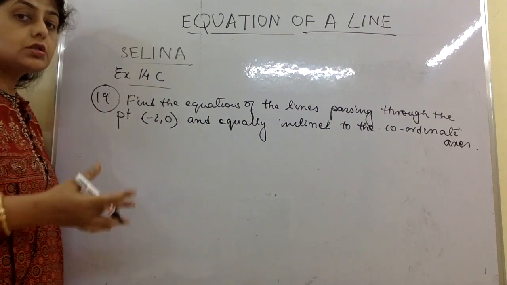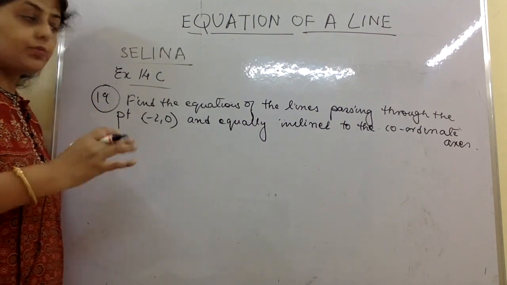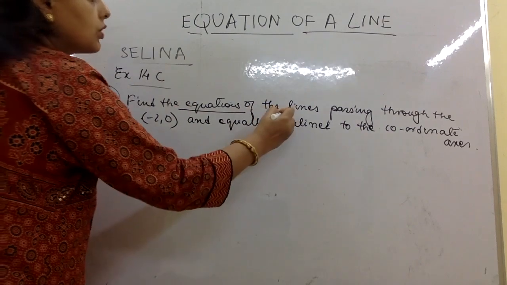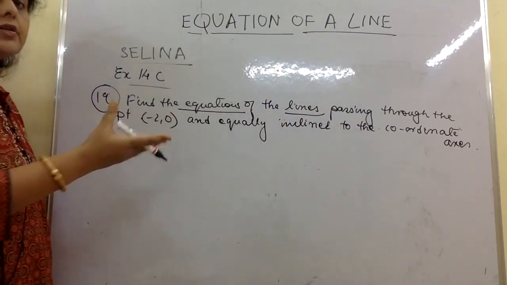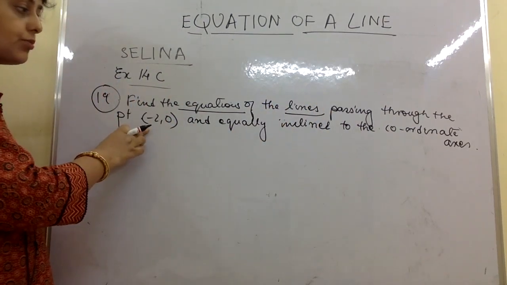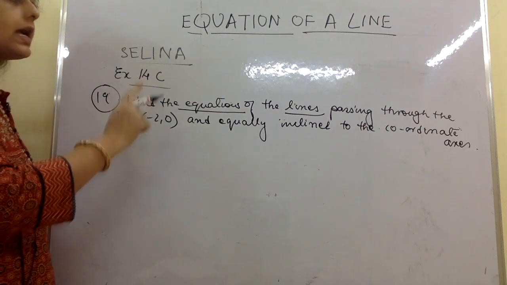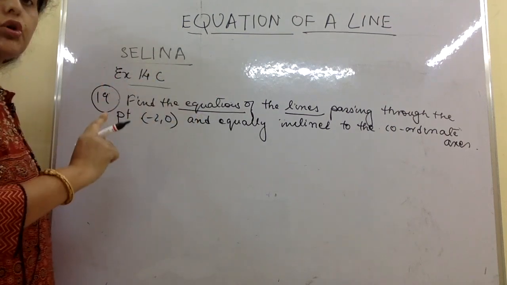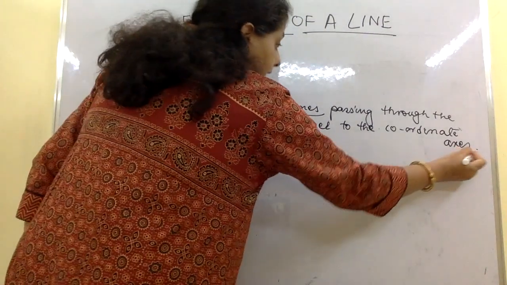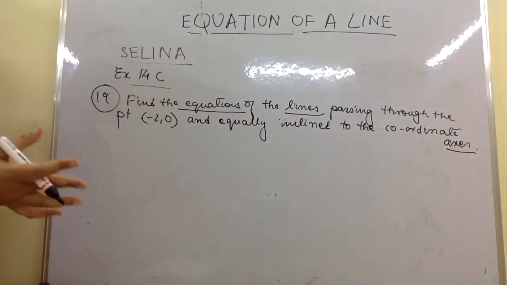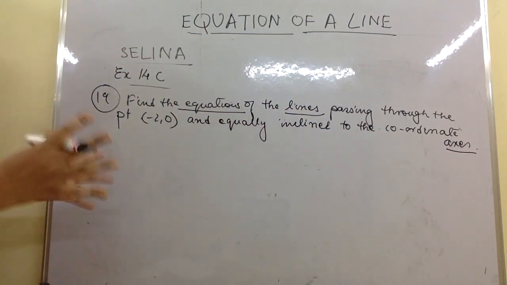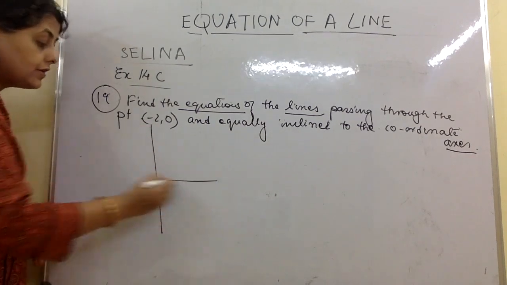Find the equations of the lines. Read the question properly. This is equations of the lines, so here it is plural. Both the lines are passing through this point, and they are equally inclined to the coordinate axes. Axes is the plural of axis, that means to both the axes. Drawing is very, very important.